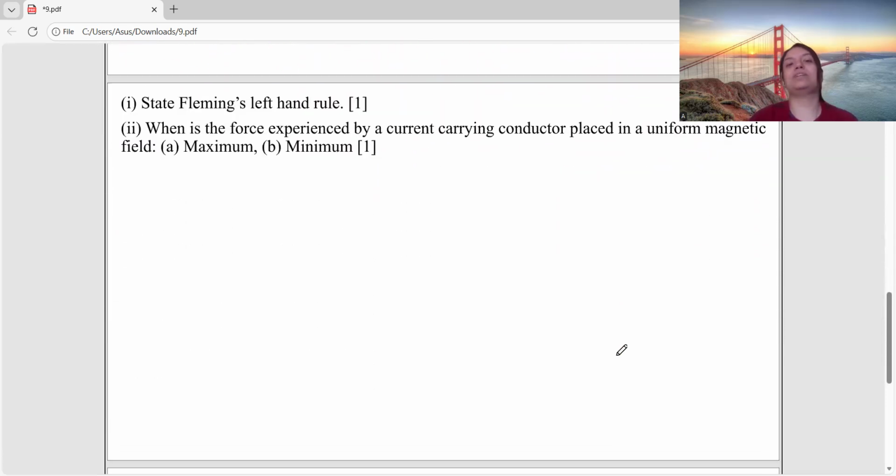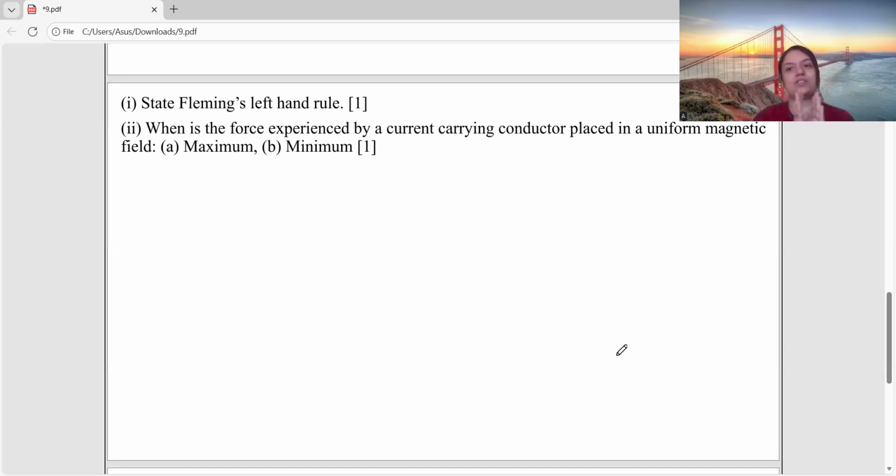This is from magnetic effect of electric current. Very important question. State the Fleming's left-hand rule. Fleming's left-hand rule is used to find out the force acting on a current-carrying conductor. Now, how do we define Fleming's left-hand rule? You have to take the first 3 fingers of your left hand in mutually perpendicular direction, where your first finger represents the magnetic field, second finger represents the current, and the thumb will point in the direction of the motion or the force. So this is what you have to write.